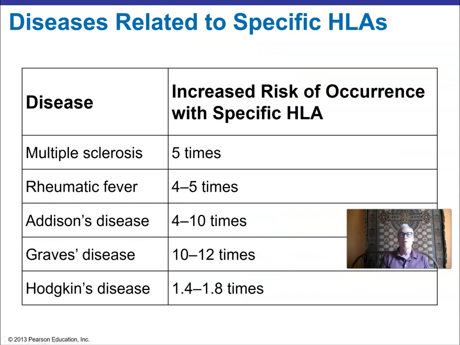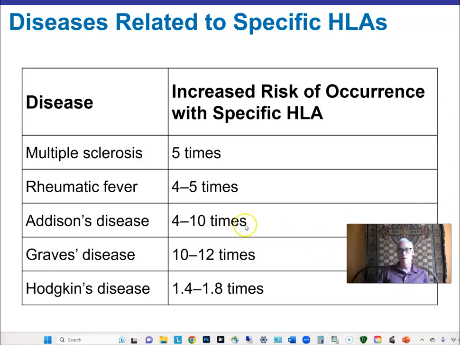So, some diseases are associated with particular types of HLA. If you have certain known types of HLA, you're going to have a 5 times higher likelihood of developing multiple sclerosis, an autoimmune disease that attacks the myelin sheaths of your neurons in your central nervous system.